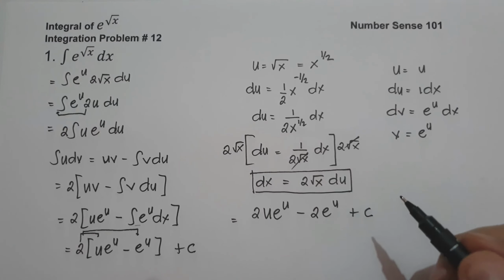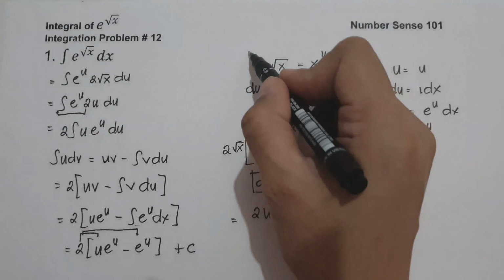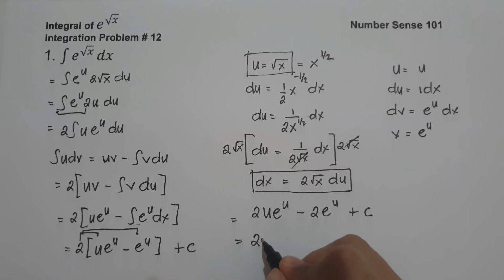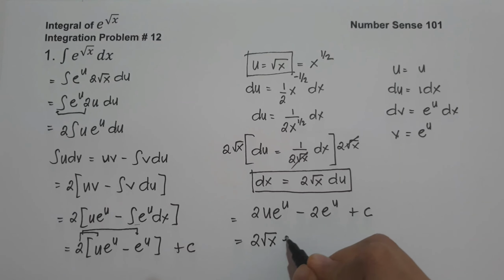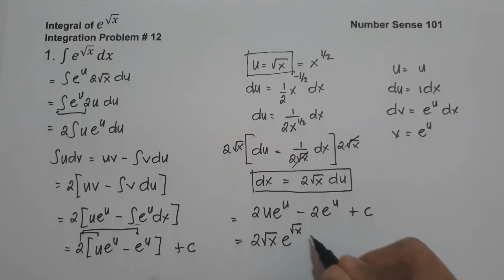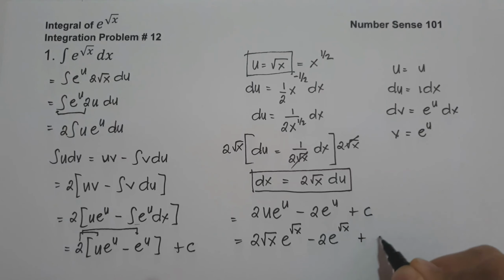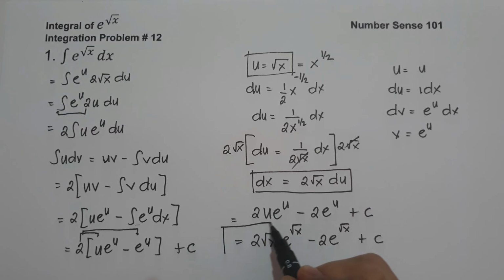And then let us substitute the value of u, that is square root of x. So this will be 2 square root of x e raised to square root of x minus 2 e raised to square root of x plus c. And this will be our final answer.